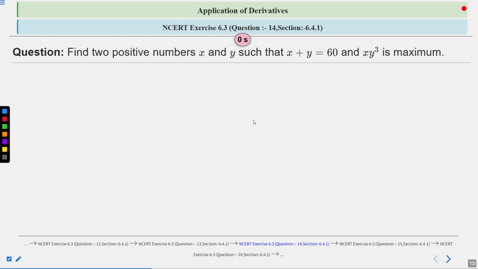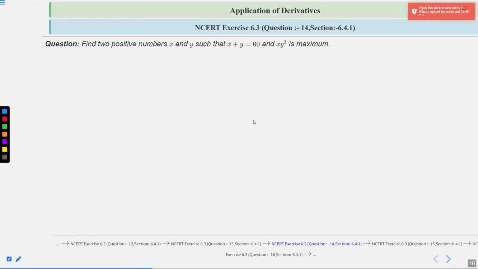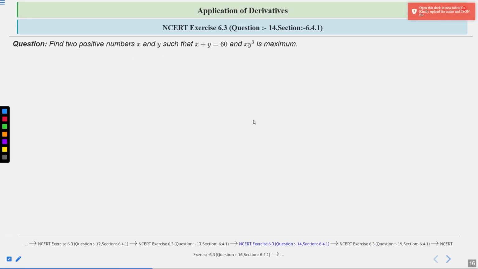Okay, hope you all have tried to attempt this. Let us move to the solution part. How can we solve this? The question is basically: find two positive numbers x and y such that x plus y is equal to 60 and xy cube is maximum. The answers are basically 45 and 15. Let us see the solution part now.